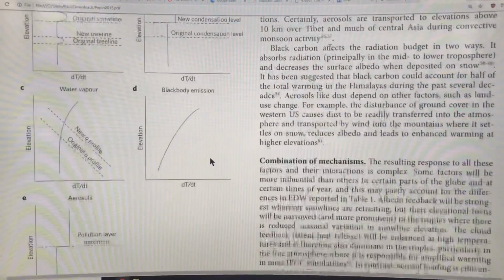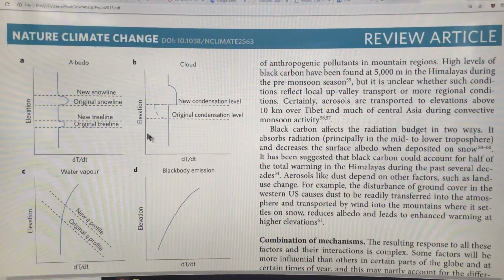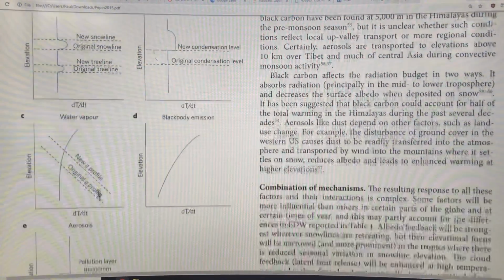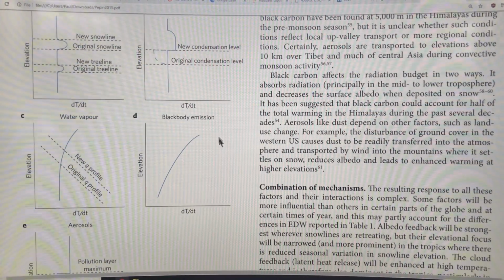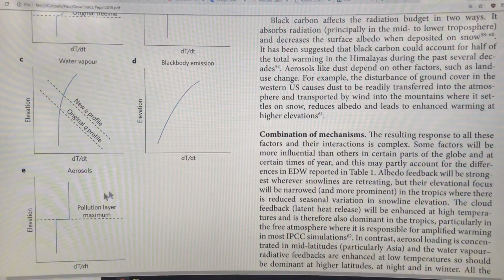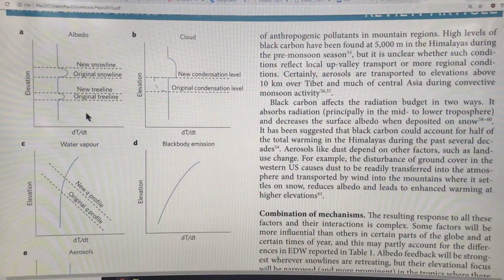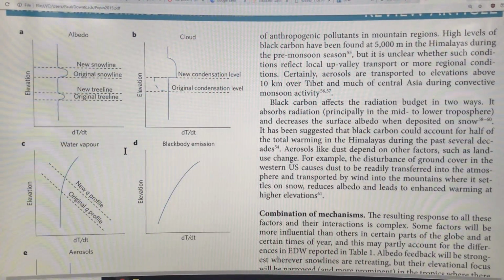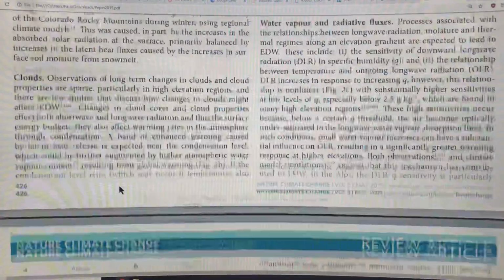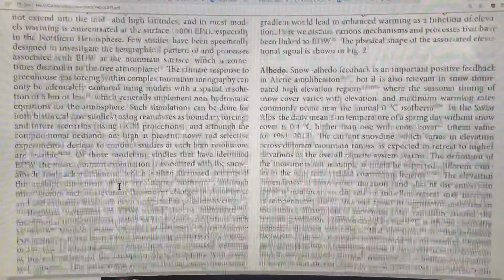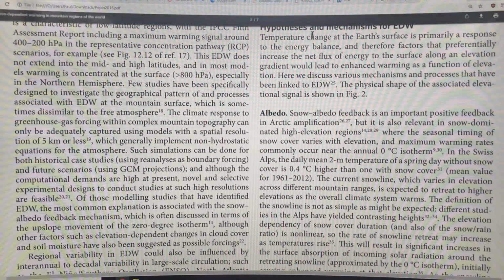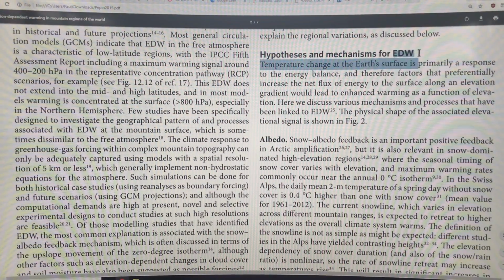So I started talking about some of the mechanisms of it. There's the albedo effect, cloud effects, water vapor considerations, black body emission considerations, and aerosol considerations. When you combine them all, these effects can cause an increase in warming as you go up in elevation. I'm going to talk about some of the details that are mentioned in this paper. So, the albedo hypothesis and mechanisms for elevation-dependent warming.